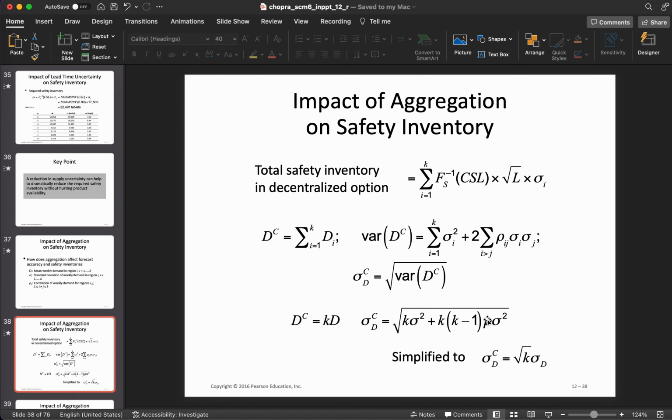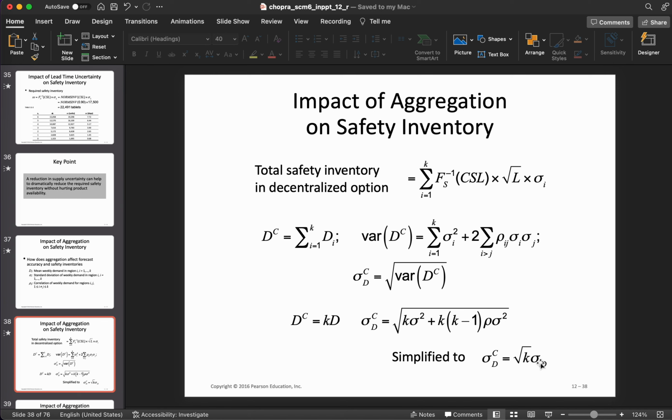Further, we can simplify this if the correlation coefficient is zero. So if you assume that demand in all the regions are independent of each other and there is no correlation in the demand, then we can simplify this formula to square root of k times sigma d, in which case you're just looking at k different things. You're adding up the variances, you're taking the square root, and you end up with square root of k times sigma d.